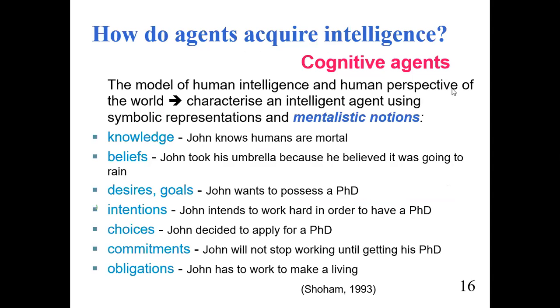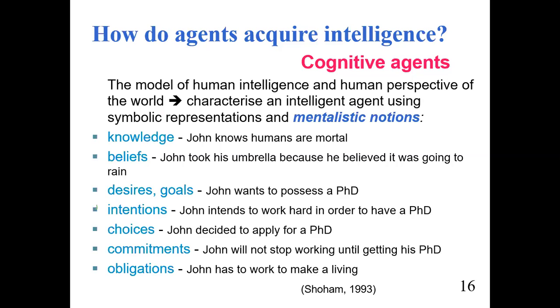Okay, cognitive agents. If you study cognitive, what is actually cognitive? Cognitive from psychology means how humans think, how humans reason, or how humans make decisions. So they try to bring this theory of cognitive into agents and make the agents become cognitive. The model of human intelligence and the human perspective of the world characterizes an intelligent agent using symbolic representation and mentalistic notions. For example, knowledge: John knows humans are mortal.